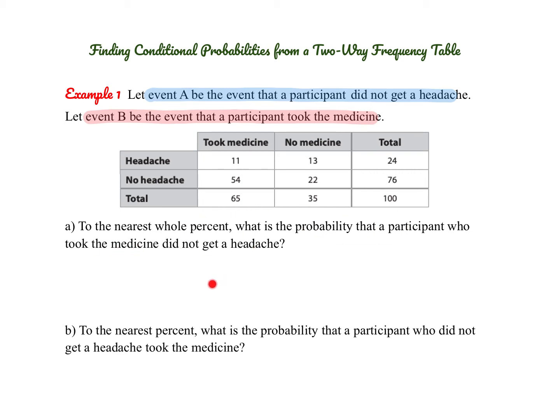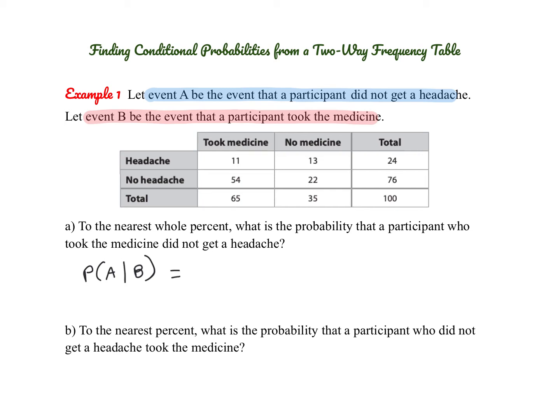So the way this is worded, the condition is that the participant took the medicine. So here we're actually finding the probability that a person did not get a headache given that they took the medicine. So this is the probability of event A given B. The given condition is that the participant took the medicine, and we're finding the probability that they did not get a headache given this condition.